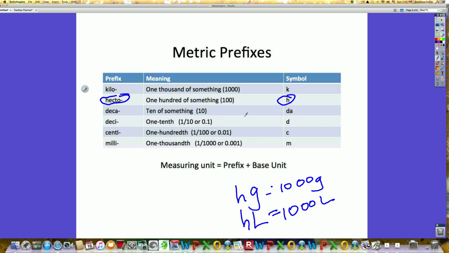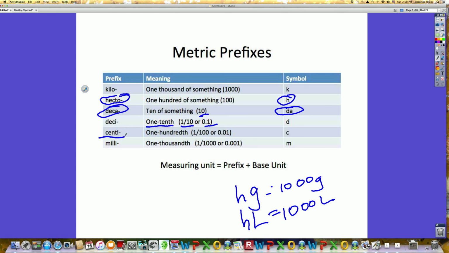If we want to talk about 10 of something, we use a deca, which is 10 of something. The symbol for that is DA. Sometimes we want to use a smaller measurement. In that case, we can use a deci, which is 1/10. And note that 1/10 can also be written as 0.1.